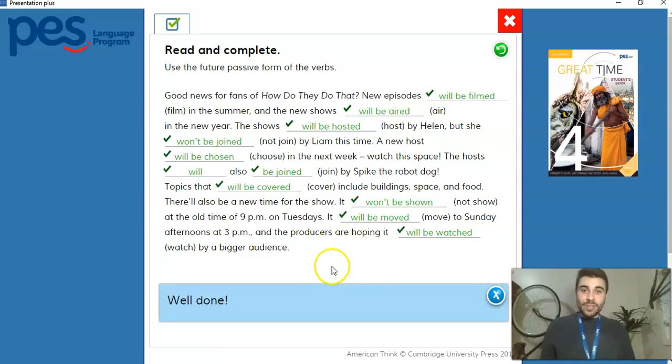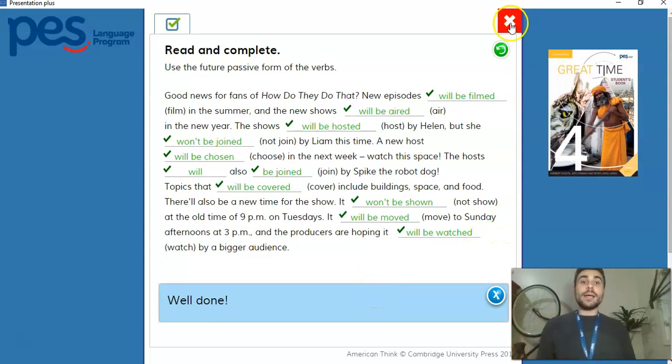Well done. Very good. Now it's not saying anything is wrong. You see? We're getting better, and he knows we're smart, right? Very good, guys. Could you understand the future passive of the verbs? So, will plus verb to be plus past participle.